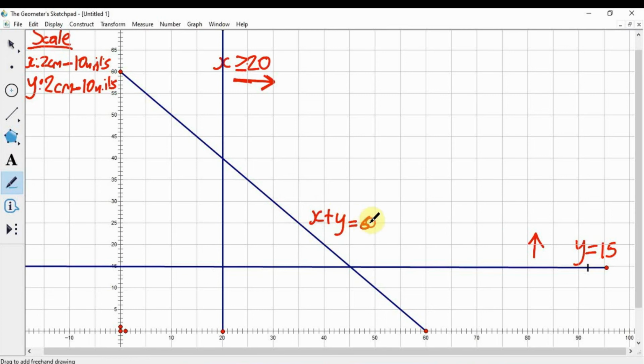But then what do we need? We need x plus y less than or equal to 60. So we're in this region. This is the triangular region.